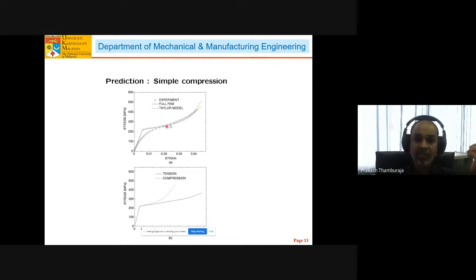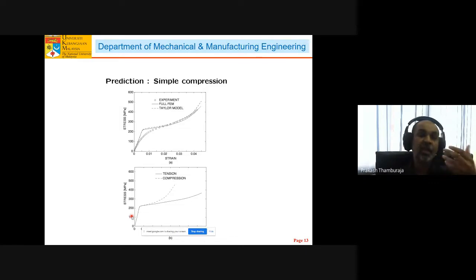So our model is actually able to predict the premature locking in the experimental response, and the Taylor model is actually quite good as well in this case. So if you plot the full FEM results in tension and compression, so these are the simulations, you can clearly see that the tension, compression, and symmetry is actually well understood by the mathematical model and the numerical simulations. Okay, so it's quite a good job that we've done, at least in a simple tension and simple compression case.